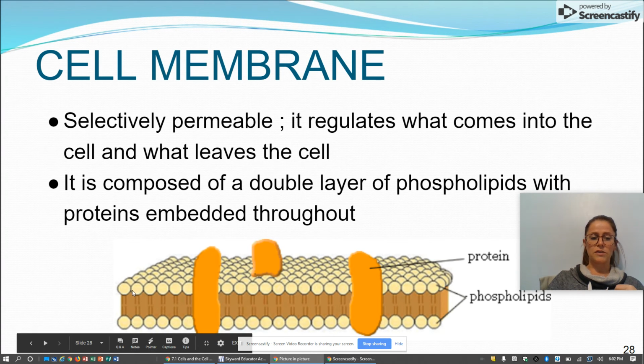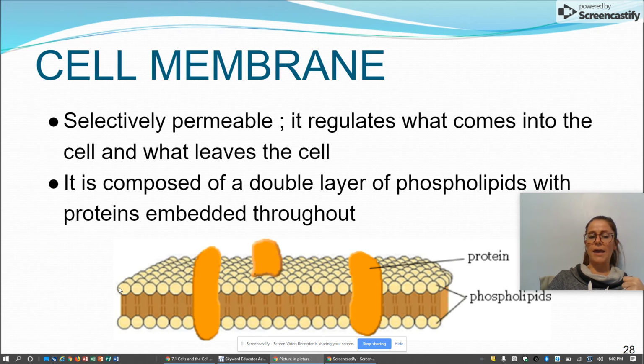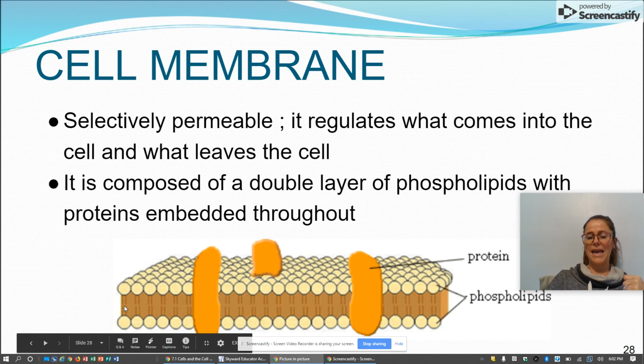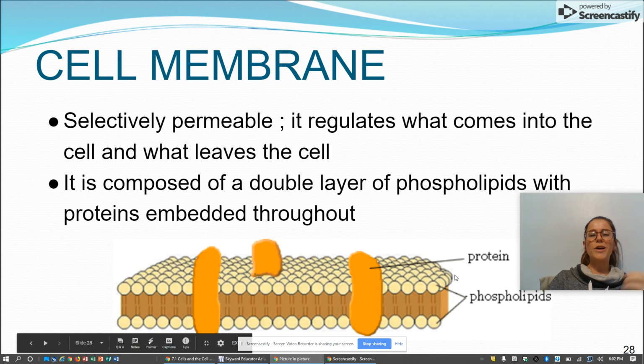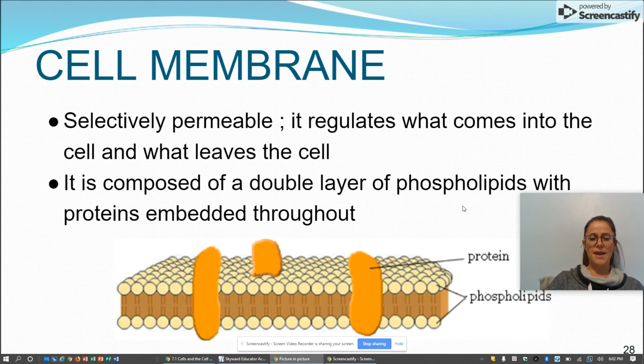So this right here is a phospholipid. It has a hydrophilic head, meaning it's water loving. Hydro means water, so it's water loving, and it has a hydrophobic tail, so it's water hating. So it associates in a certain way, which is really good for our cells, and we'll talk about why that's good. It also has proteins embedded through it. We're going to spend more time on this, but that's pretty much it for our lecture today.